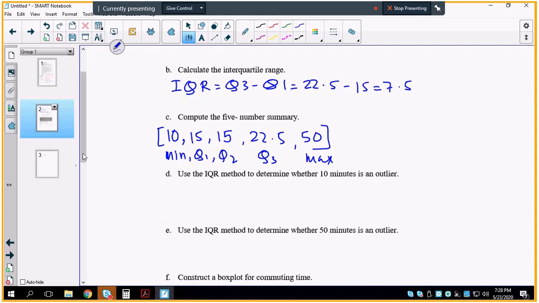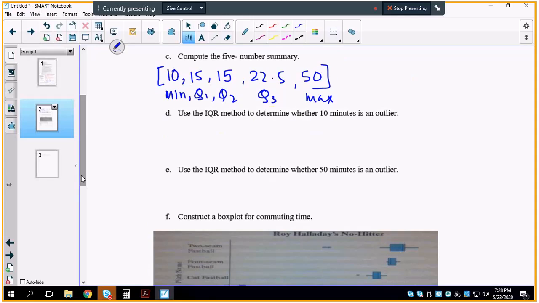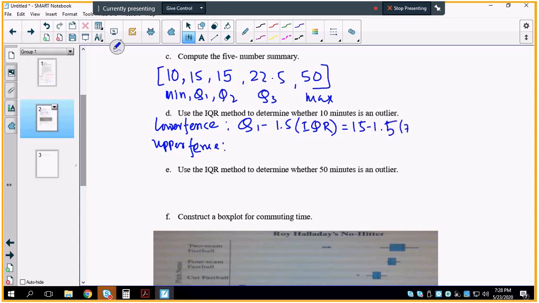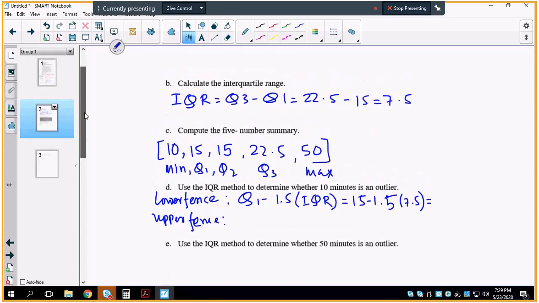Use the IQR method to determine whether 10 minutes is an outlier. So first I need the lower fence and upper fence. These are the things I'm going to find out first. And they have nice inbuilt formulas. The lower fence is quartile 1 minus 1.5 times IQR. So we have values for each of them. This is 15 minus 1.5 times 7.5, because the IQR that we found out in the question is 7.5.